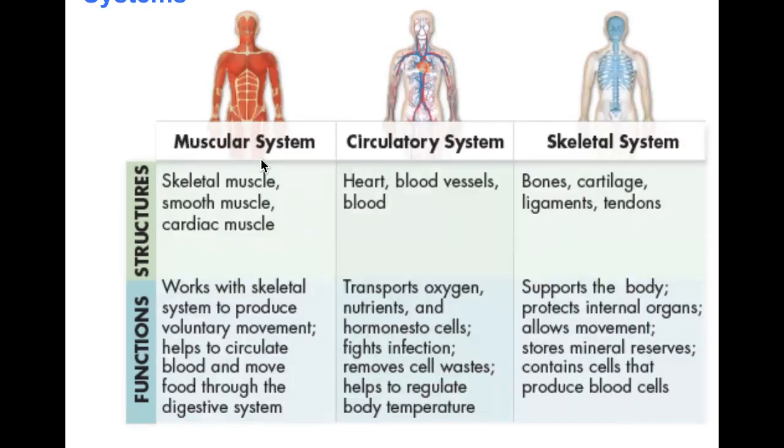The muscular system, the structures are the skeletal muscles, the smooth muscles, the cardiac muscle. It works with the skeletal system to produce voluntary and involuntary movements, helps to circulate blood and move food through the digestive system. The circulatory system, heart, blood vessels, blood, they transport oxygen, nutrients, and hormones to cells, fight infection, remove cell wastes, and help to regulate body temperature.